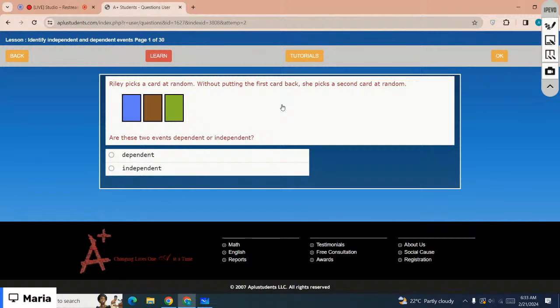So you are given three cards. You picked a card at random and then you didn't put the card back. So for the second event, you have just two cards. That means they are dependent events. If the outcomes are not the same for both events, they are dependent events. For the first event you have three cards, but for the second event you have two cards, so they are dependent events. The correct option is dependent. Got it?